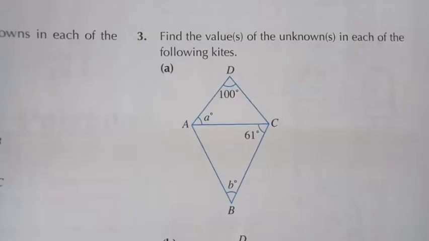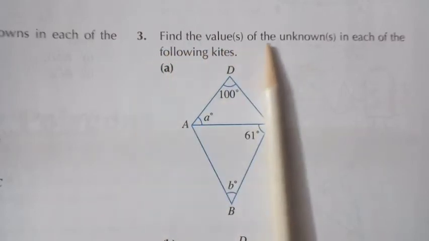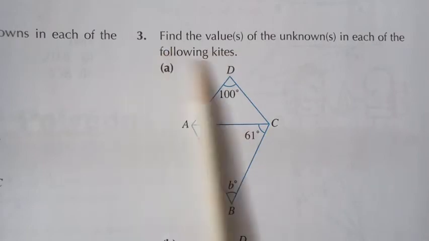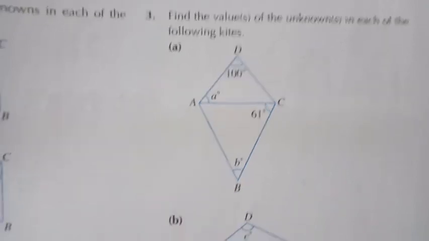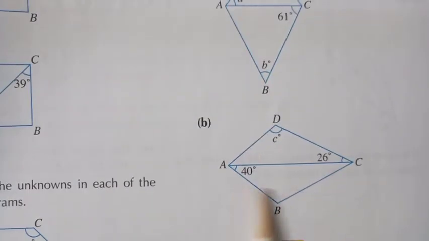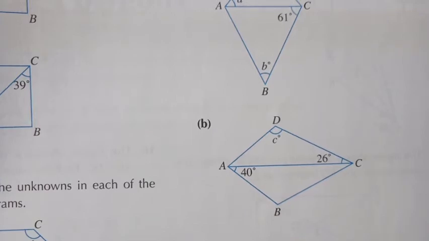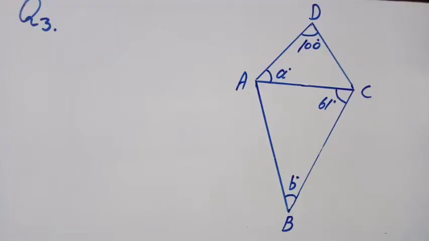Now the next question 3, statement of the question is, find the values of the unknowns in each of the following kites. This in part A is kite, and also in the part B, this is the figure of kite. We have to work out in this kite. To do part A first. In this kite, we have to find out this angle A and this angle B.